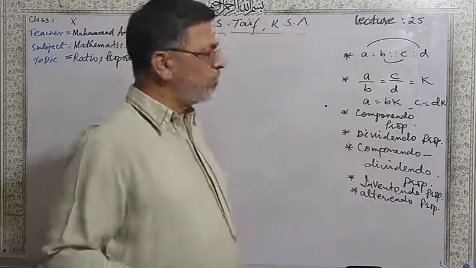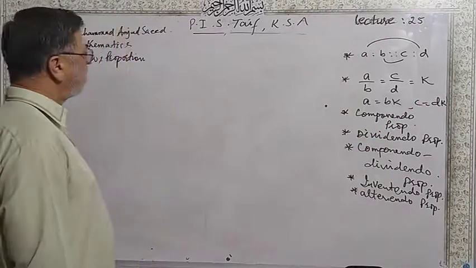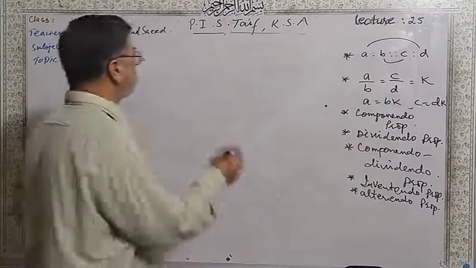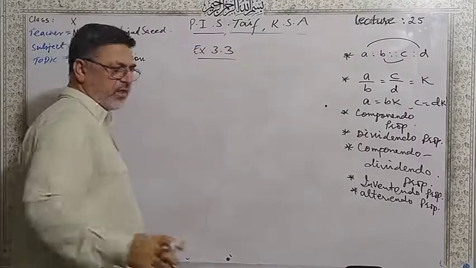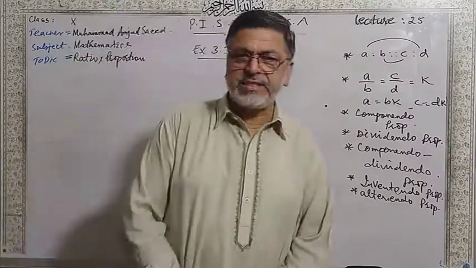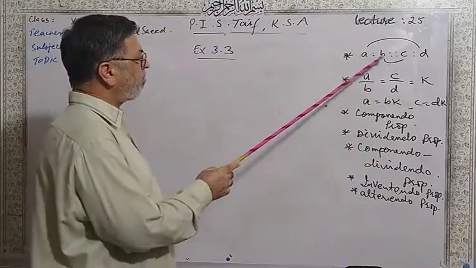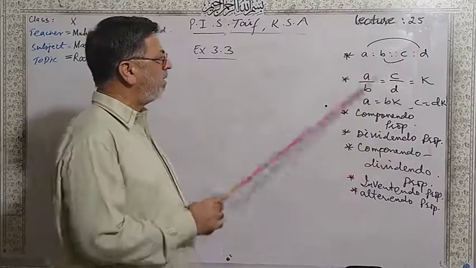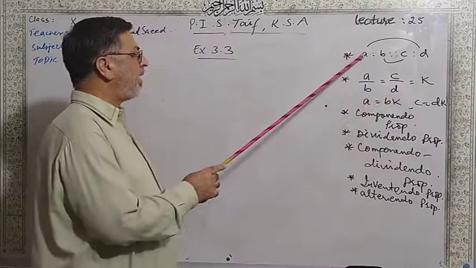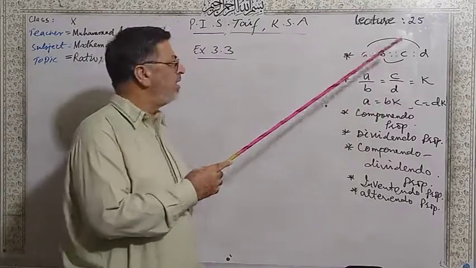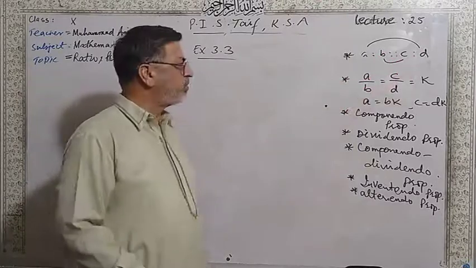Today we will continue our lecture number 25 for 10th class, and the exercise is 3.3. Before we start exercise 3.3, I want to tell you something. If A ratio B proportion C ratio D, then product of extreme is equal to product of mean. This A is known as first proportional, B is second, C is third proportional, and D is fourth proportional.